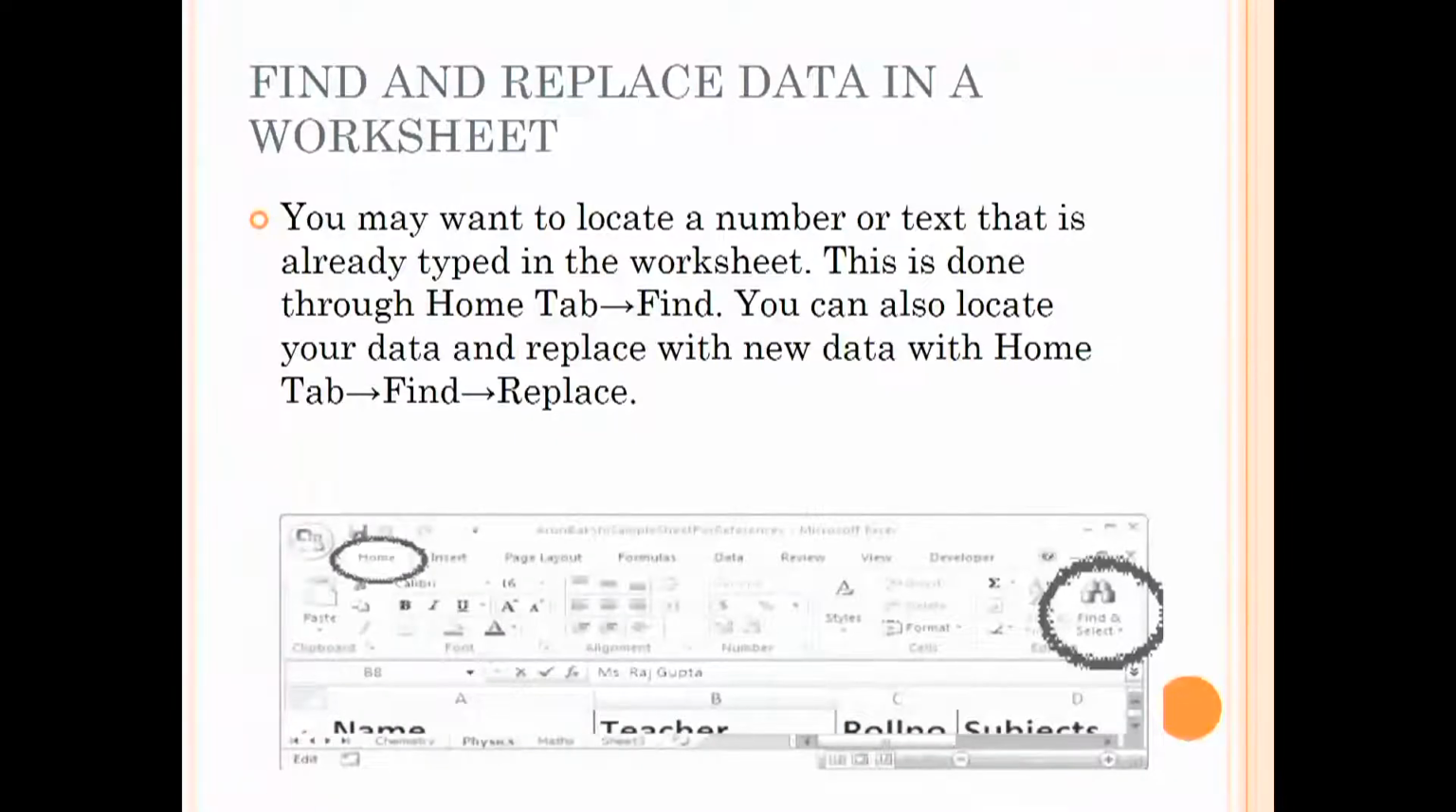Now, how do we find and replace data in a worksheet? You may want to locate a number or text that is already typed in the worksheet. This is done through the Home tab. From Home, you can go to Find. You can also locate your data and replace it with new data with Home tab, Find. From the Home tab, you have to go to Find, and from Find, you can simply go to Replace. As you can also see on the screen, Find and Replace is highlighted with a circle. So this is all under the Home tab.